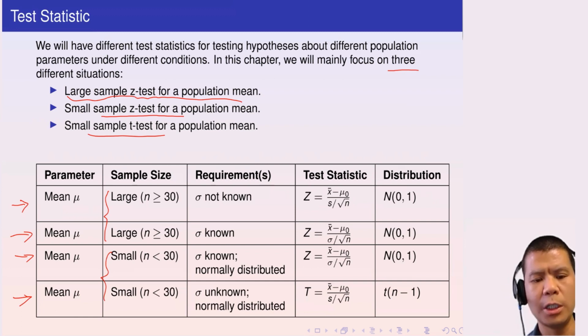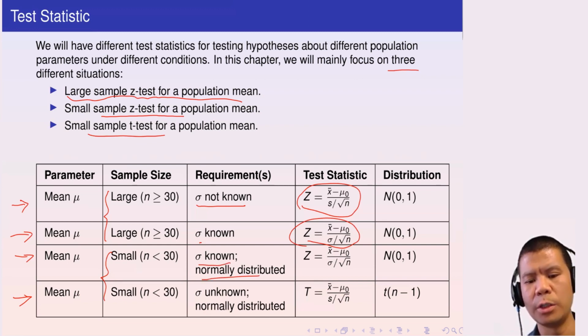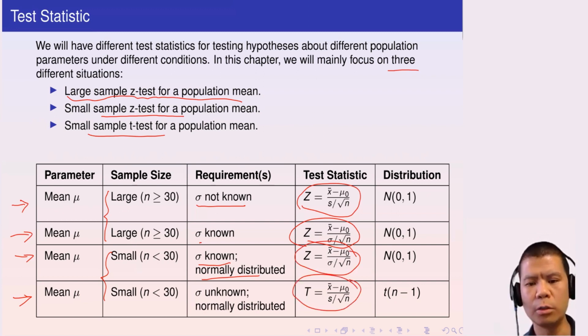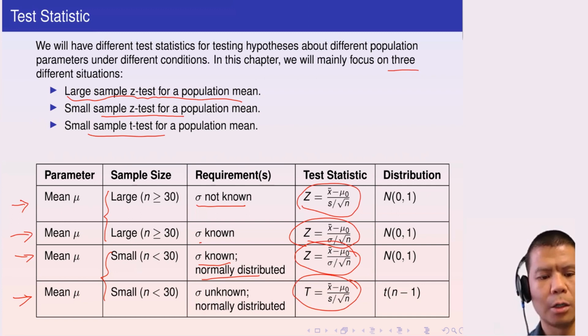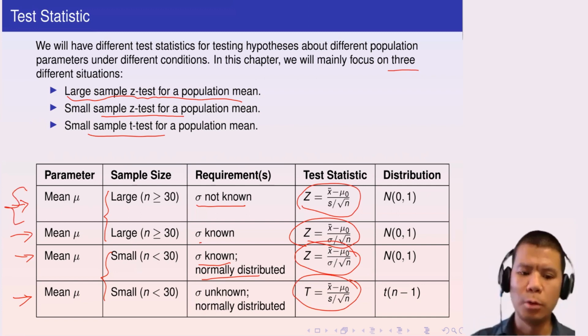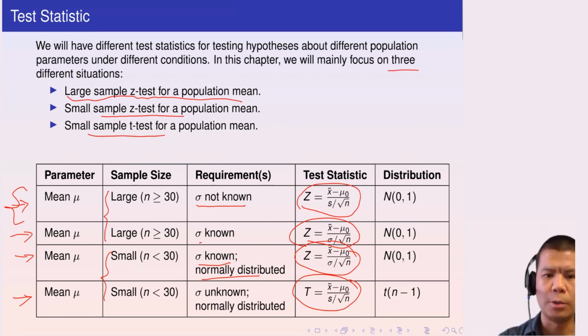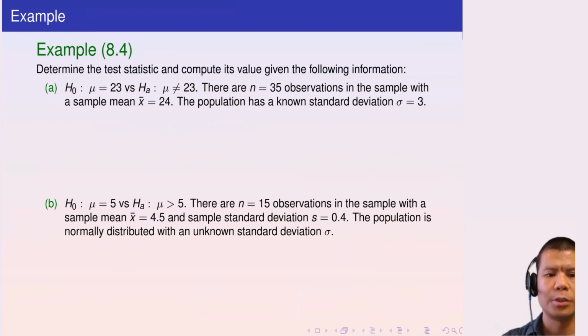If it's a large sample and sigma is unknown, you use this one. If sigma is known, use this one. For small samples, if sigma is known and the population is normally distributed, we use this z. Otherwise, we use t here. We are going to mainly focus on the large sample cases, but you also have to know the smaller sample cases as well. Okay, so now consider this example.